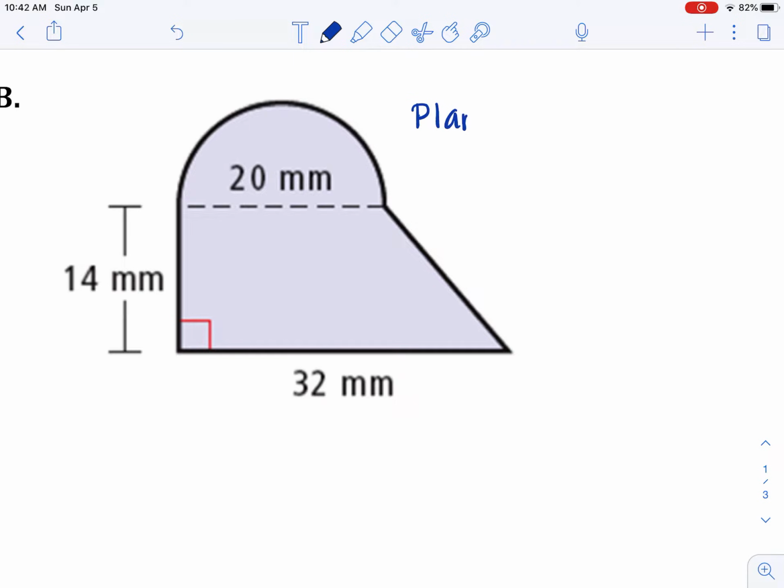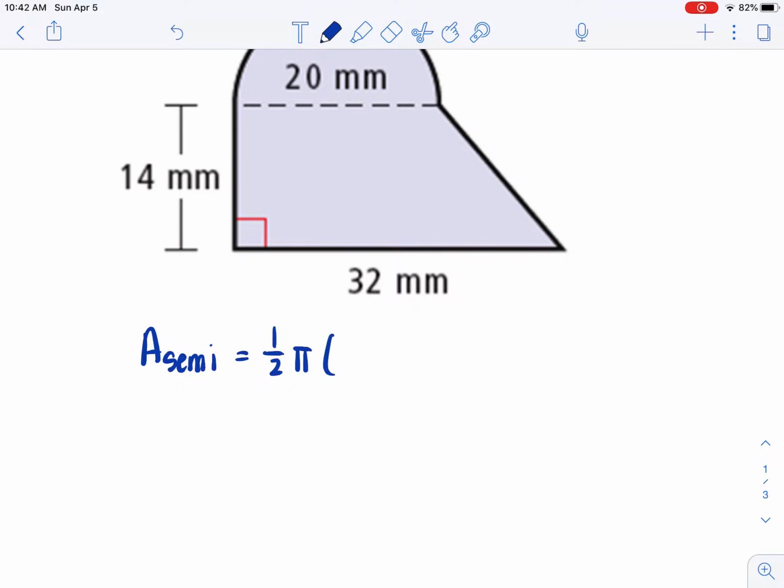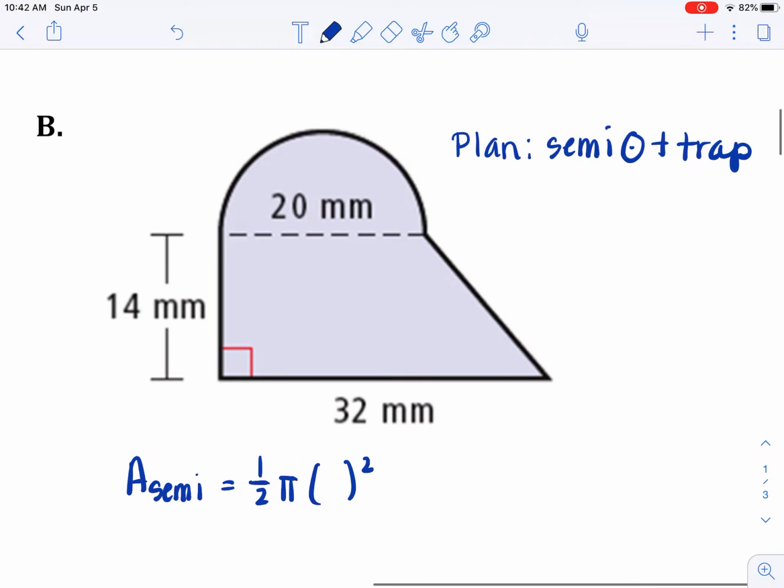So I'm not going to subtract these two. My plan is to add them to get the area of the whole figure. So I'm going to do semicircle plus trapezoid. Okay, so let's start with the semicircle. Area of a semicircle. All right, you might be saying, you didn't give us a formula for area of a semicircle. It's just half of a circle. So it's half of pi r squared. So I need my radius. Once again, I didn't give you your radius, I gave you your diameter, but you can see that your radius is 10 millimeters.